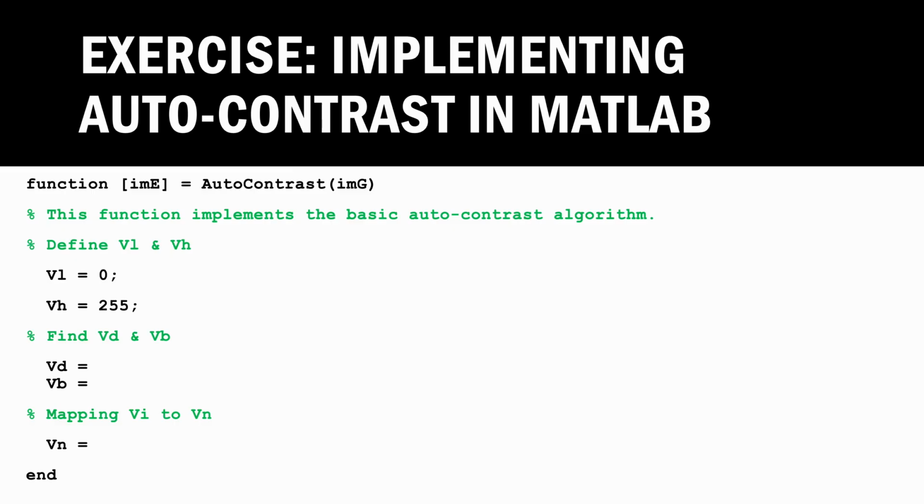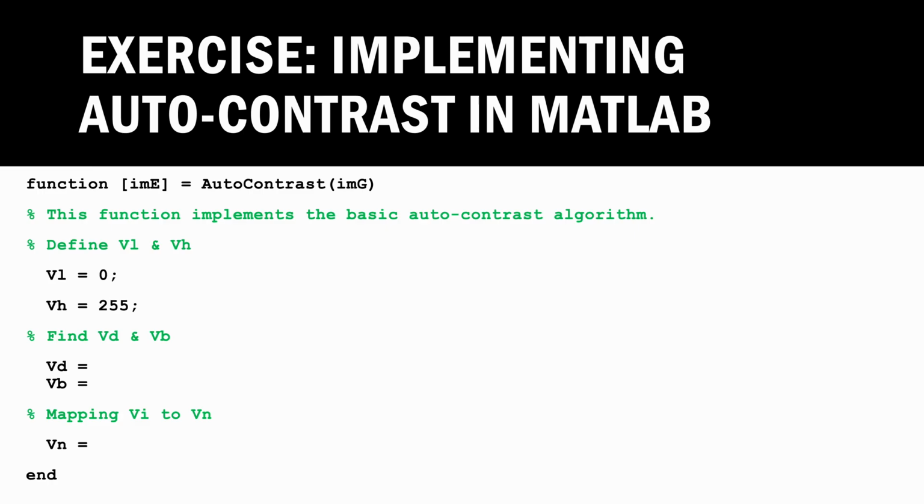According to the mapping formula we learned, we can now design a MATLAB function to perform auto-contrast. Here you see the function template named auto-contrast. It takes a low-contrast gray level image, called IMG, as its input and produces an enhanced image, called IME, as its output. To make full use of the gray level spectrum, we first define the minimum output intensity, VL, as 0, and the maximum output intensity, VH, as 255.